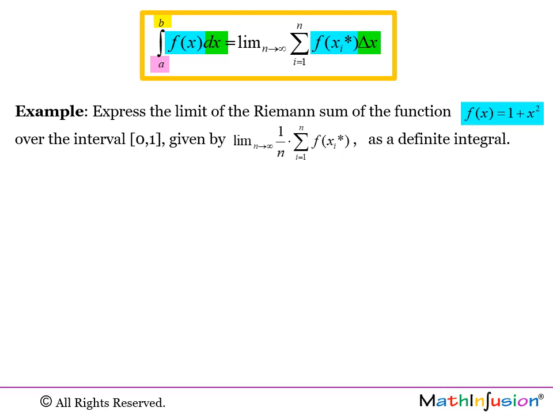The function is 1 plus x to the power of 2, and a is 0 and b is 1. Delta x is (b minus a) over n, which is (1 minus 0) over n, which is 1 over n.